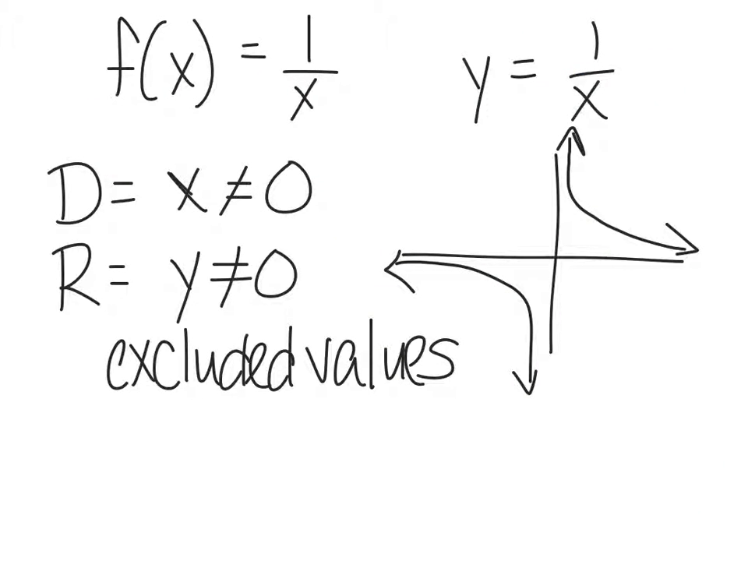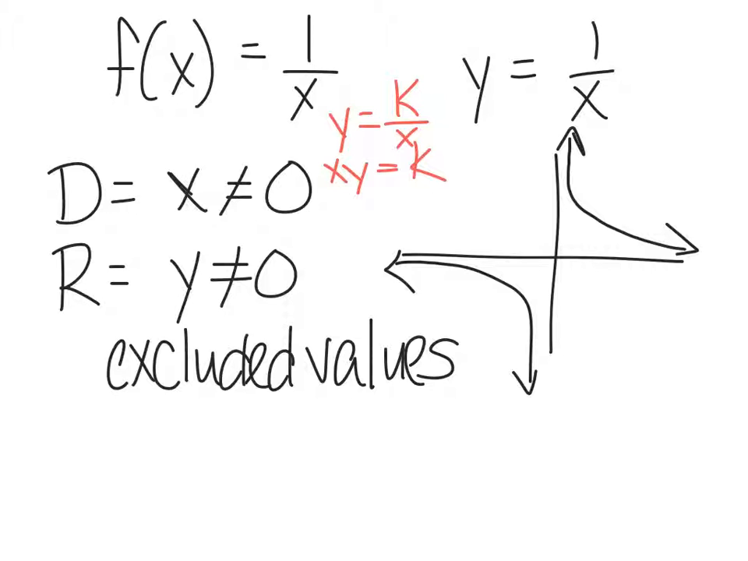So the parent function for rational functions is this here, which should look very similar to the inverse functions where you had y equals k over x or xy equals k. Those are the inverse variations and the inverse functions. So the parent function for rational functions is like that. Basically y equals 1 over x. Now the graph here should look very similar to some of the ones that you saw yesterday.